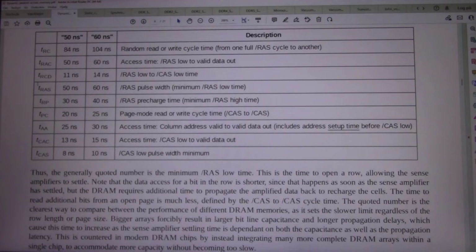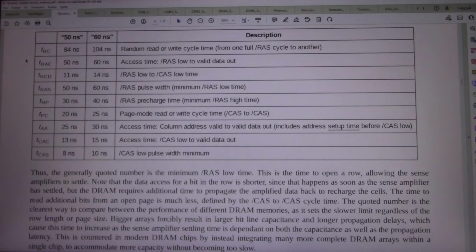50 ns, 60 ns. Description: tRC, 84 ns, 104 ns, random read or write cycle time, from one full /RAS cycle to another. tRAC, 50 ns, 60 ns, access time, /RAS low to valid data out. tRCD, 11 ns, 14 ns, /RAS low to /CAS low time. tRAS, 50 ns, 60 ns, /RAS pulse width, minimum /RAS low time.